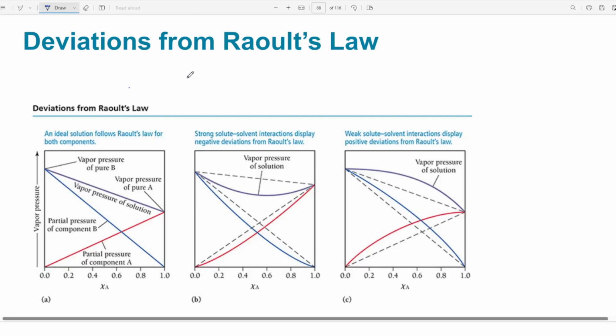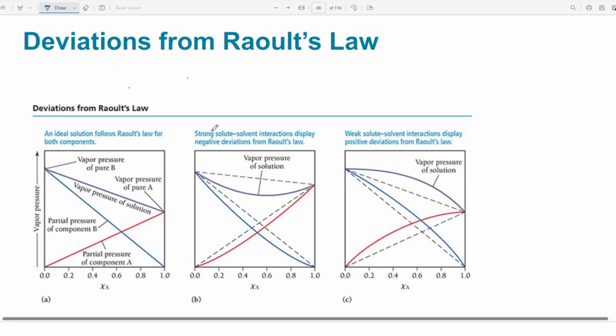These charts demonstrate deviations from Raoult's law. On the left, we have an ideal solution demonstrated. Here we have the vapor pressure of pure B, and here we have the vapor pressure of pure A. As the vapor pressure of pure A increases, we see that the partial pressure of B decreases and the partial pressure of A increases. And we have a linear relationship.